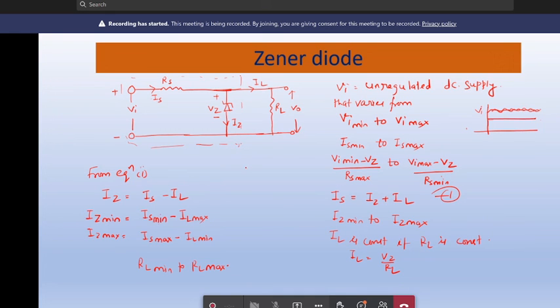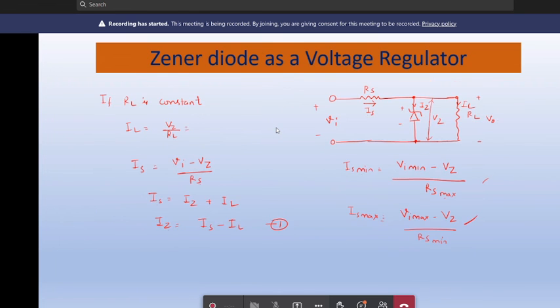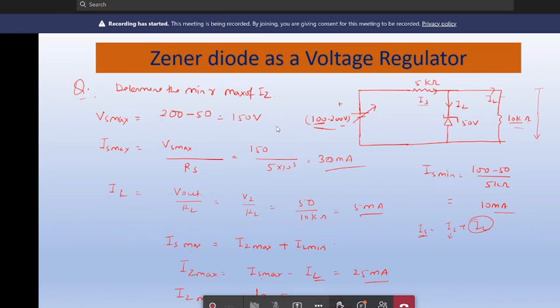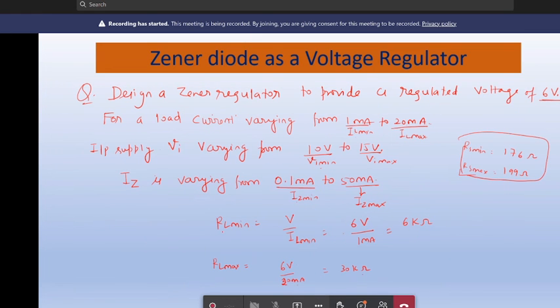So what will your RL min be? Tell me, what will RL min be? 6 by IL max, right? And what will RL max be? RL max will be 6 by IL min, is it not? Yes, sir. So the same thing is written here. RL min is V upon IL max, and RL max is V upon IL min.